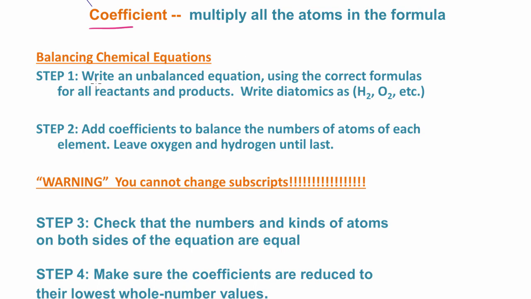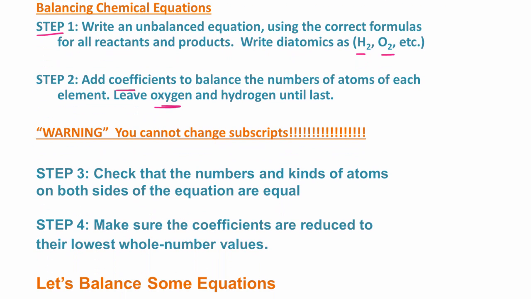So balancing chemical equations, step 1, write an unbalanced equation. Use the correct formulas for all reactants and products. So for example, diatomic molecules must be written like this. Step 2, we add coefficients to balance the number of atoms of each element. I usually leave oxygen until last. I'll balance my metals, my polyatomic ion units, I'll balance all of the other atoms and save oxygen till last. I'll show you why in a moment.